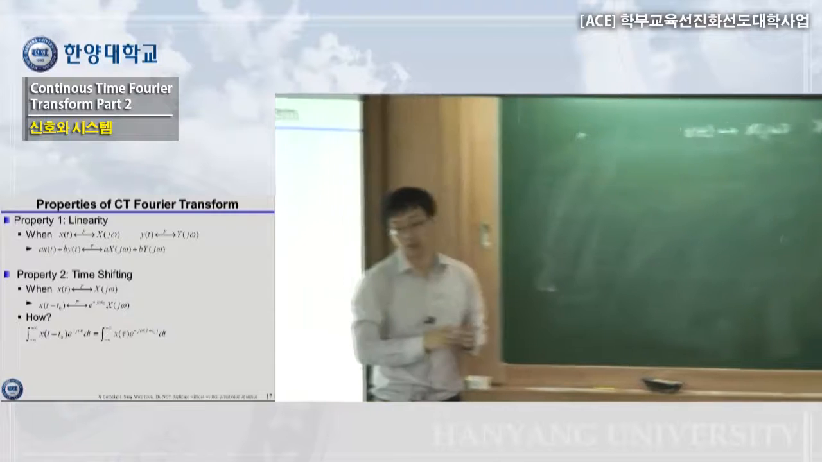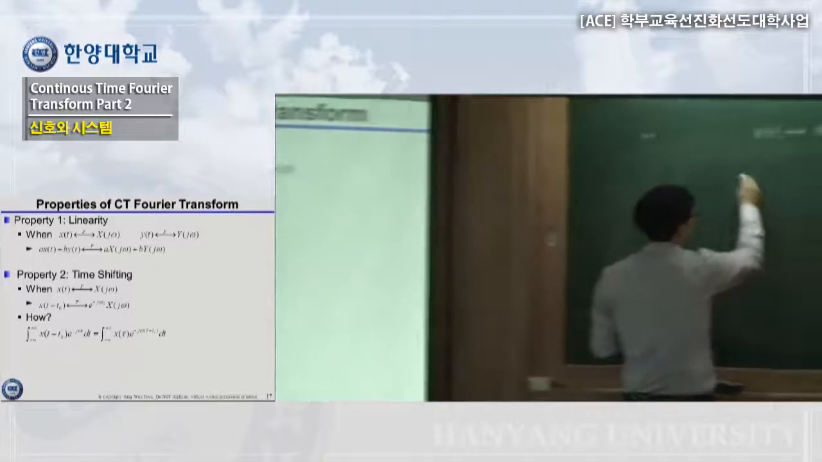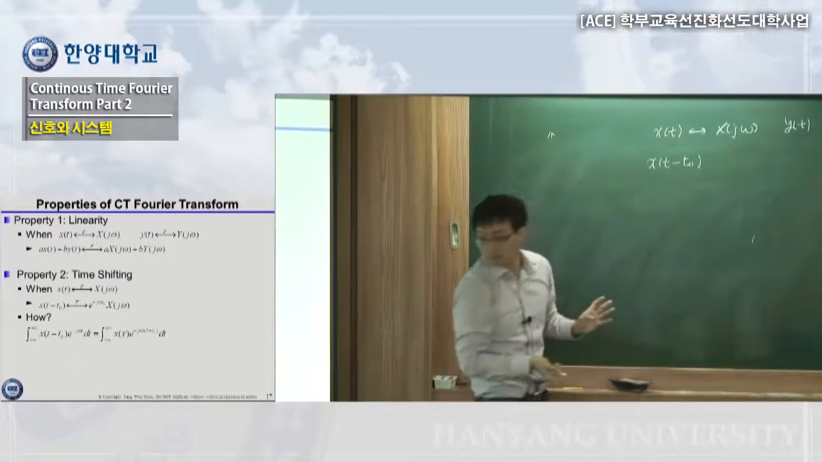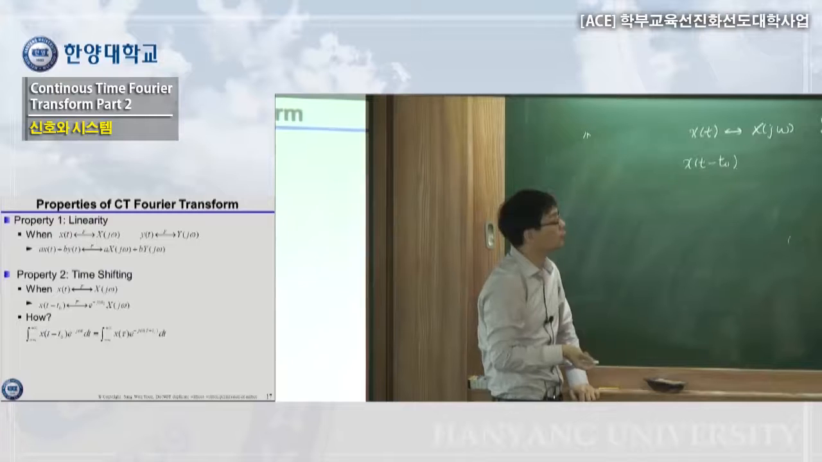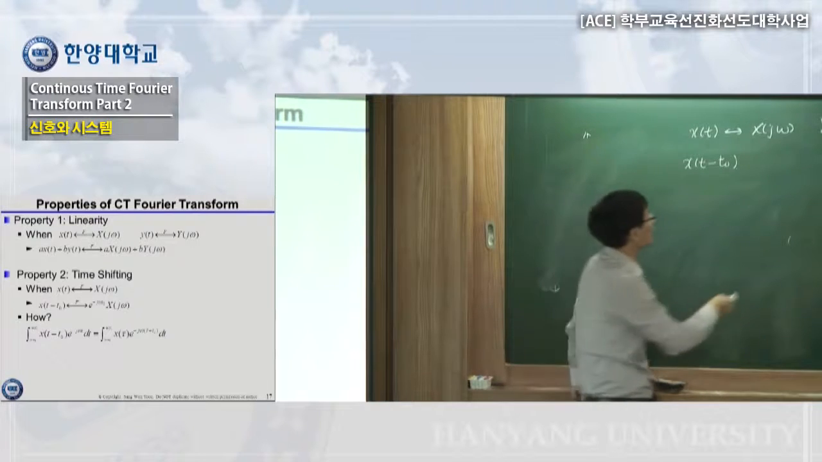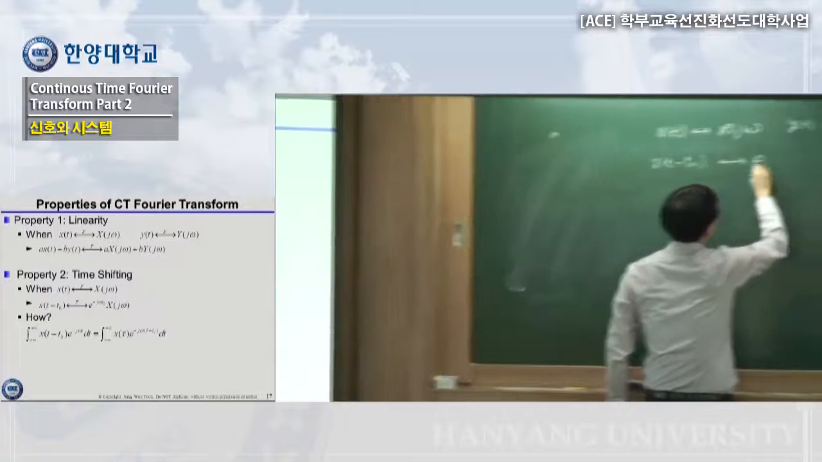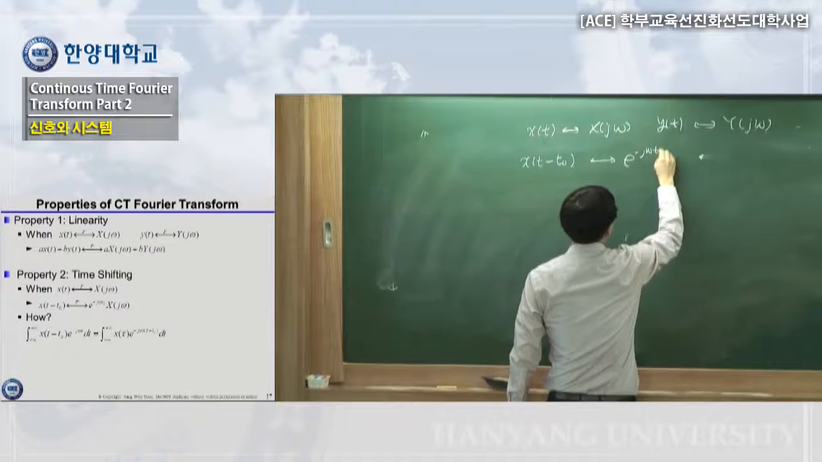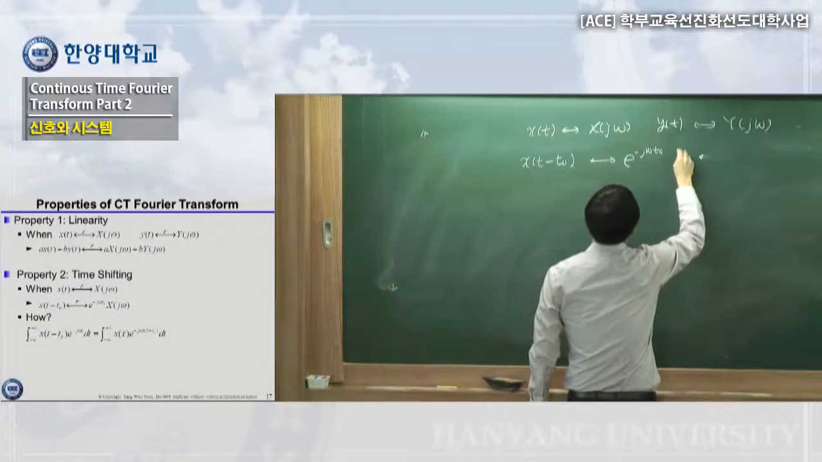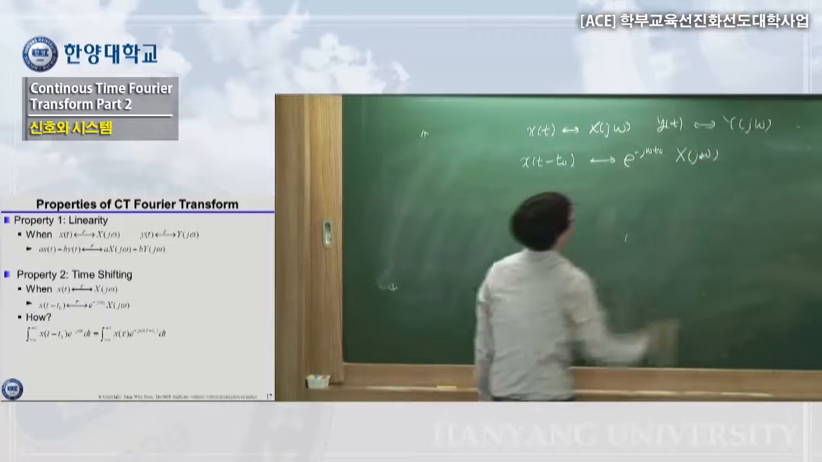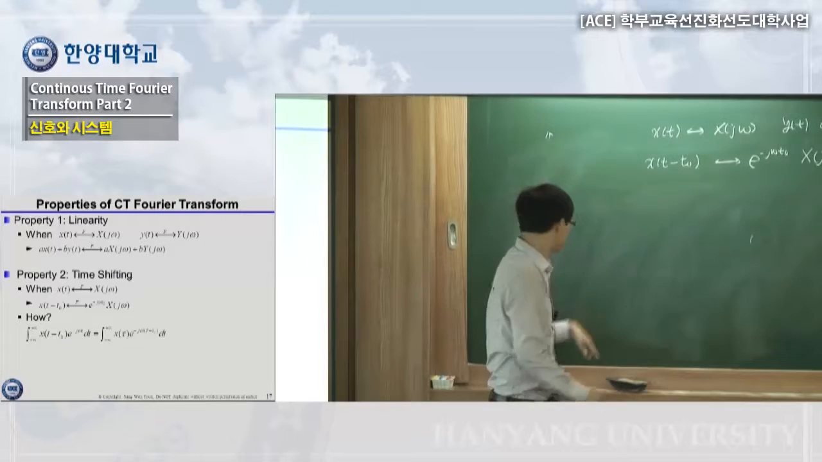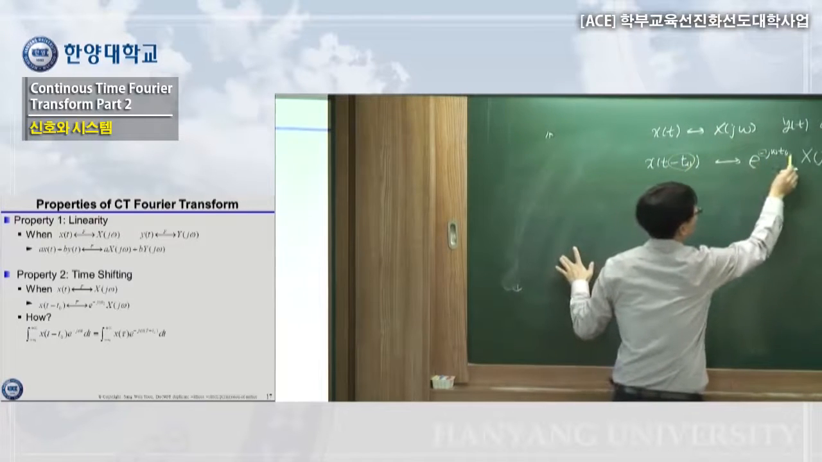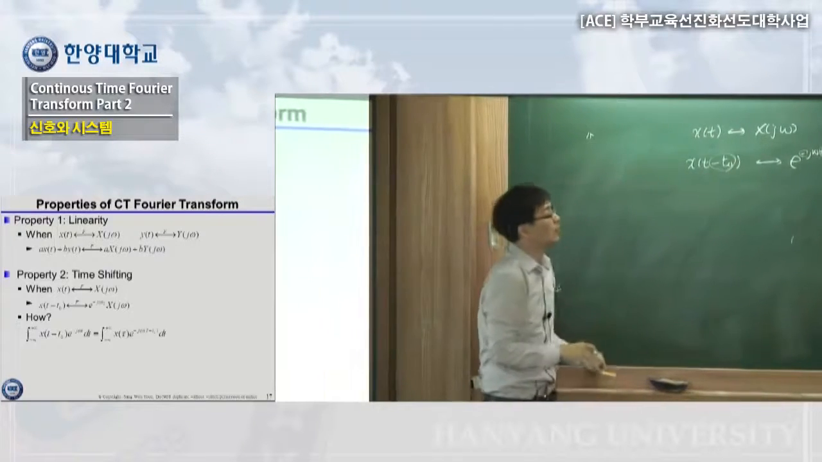Second one, time shifting. So time shifting in Fourier transform is likewise. You can see that in Fourier series also, right? When you have that, you'll have an exponential something, right? Exponential minus j omega t0 times X(j omega). So the whole thing comes out as it is and you multiply them in here.